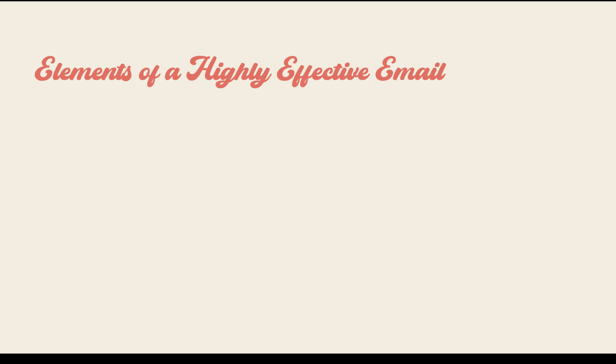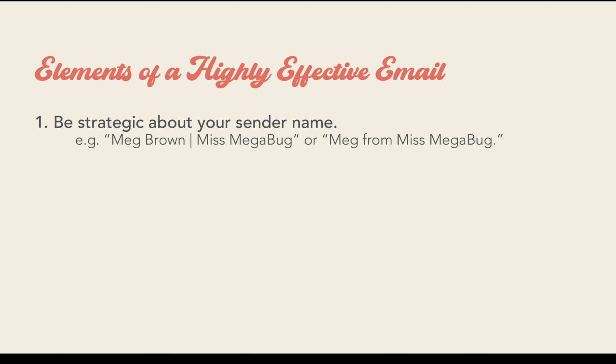Now, let's talk about the elements of a highly effective email. First, be strategic about your sender name. If it makes sense, incorporate your personal name into your sender name instead of just using your business name. Why? The average person receives 121 emails a day. Most are from brands, discounts, or newsletters. Using a personal photo and name on your email enhances the feeling that you're talking directly to your customers. People connect with people, not businesses.